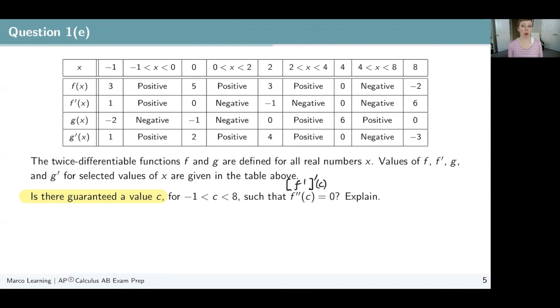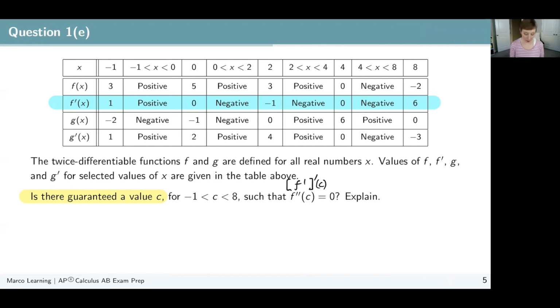And if those 3 conditions are true, then we can conclude that the derivative of f prime will equal 0 somewhere in our interval. So let's look at the row in the table involving the f prime and see if we've got those conditions met. So the first condition, we need f prime to be continuous on the closed interval from -1 to 8.